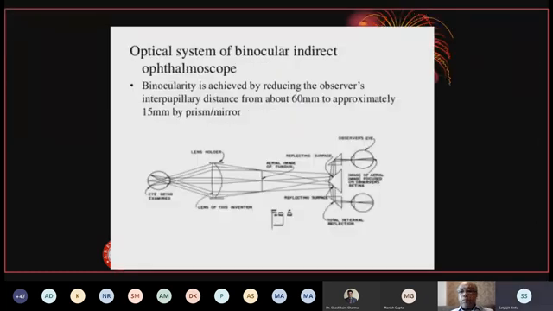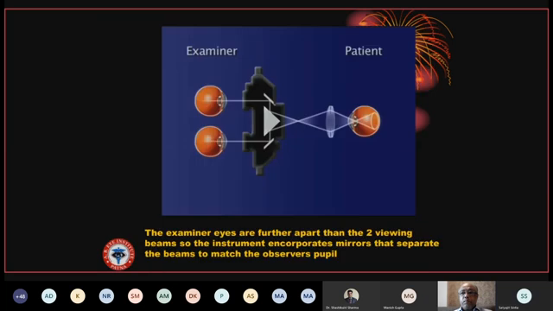Binocularity is achieved by reducing the observer's interpupillary distance from about 60 millimeters to approximately 15 millimeters by prisms or mirrors. You can see these rays of light which then fall on these prisms, and then the interpupillary distance is increased to 60 millimeters before they enter the observer's eye. This is another diagram to illustrate what I have told you about. The examiner's eyes being further apart than the two viewing.